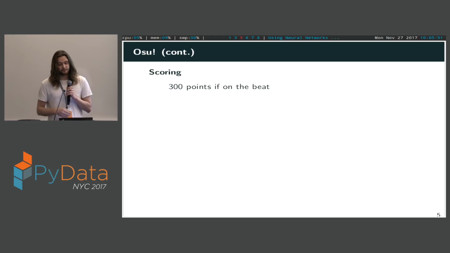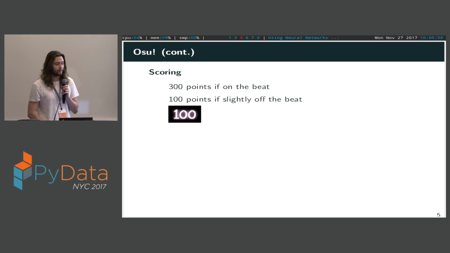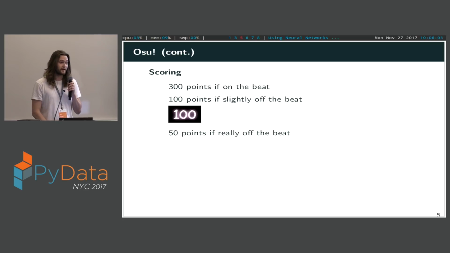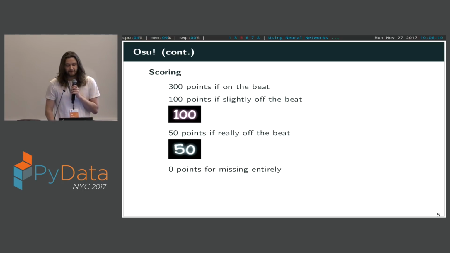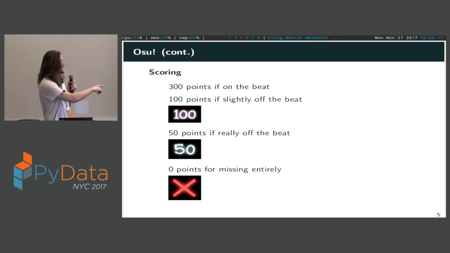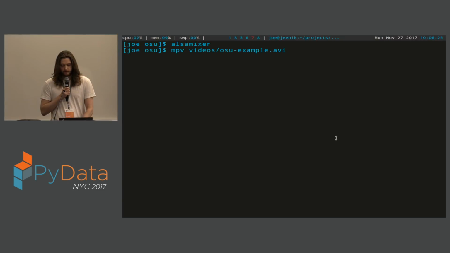The way the game works is you score 300 points for clicking a circle exactly on the beat. You score 100 points if you're slightly off the beat, and the game will display a little notification that you are off the beat. You score 50 points if you're really off the beat, like by more than a 16th note, and you will see another indication telling you that. Finally, if you don't click the circle or you click with almost no regard for rhythm, then you're going to get a miss, and the game shows a little X. I could try to explain how it works, but I'm just going to show you a little video of the game itself.